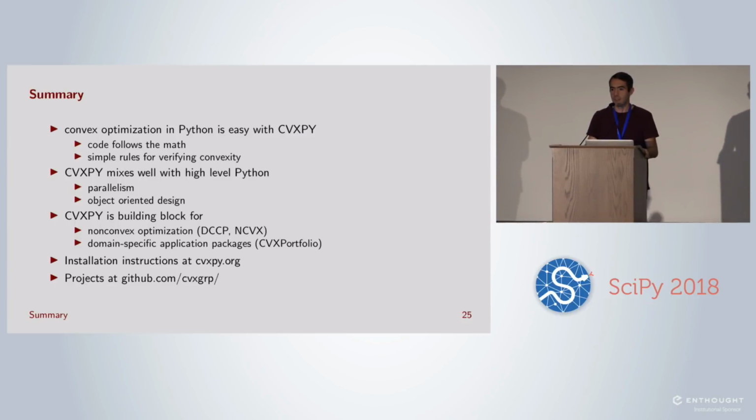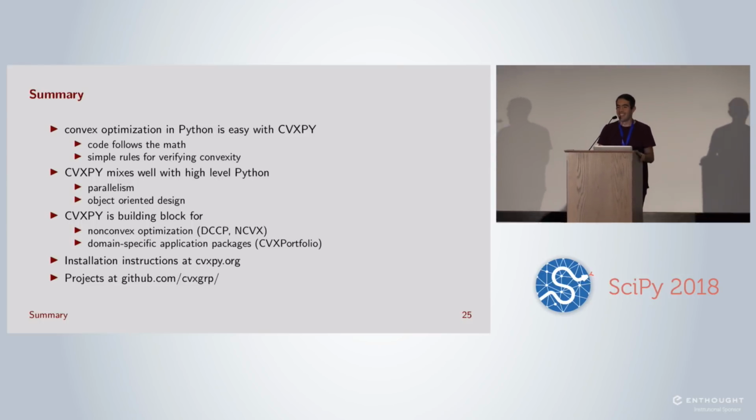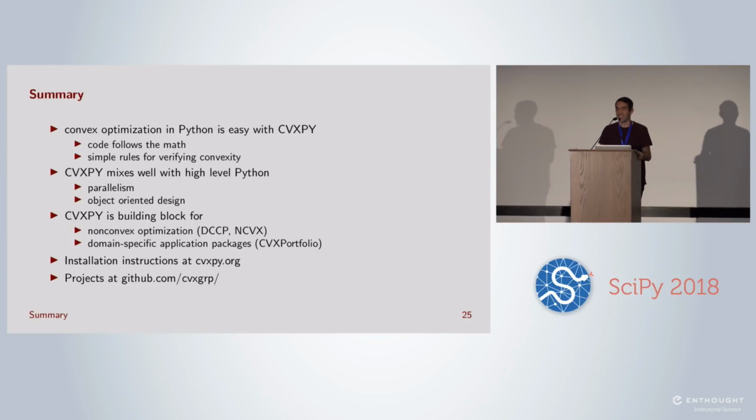So CVXPY is awesome, and everybody should try it. It's really great, especially if you like globally optimal solutions. But my question is, after CVXPY canonicalizes everything, is there some way, or have you thought of some way, of freezing that or caching it, so that if you want to do a bunch of solutions, you can do them really fast?